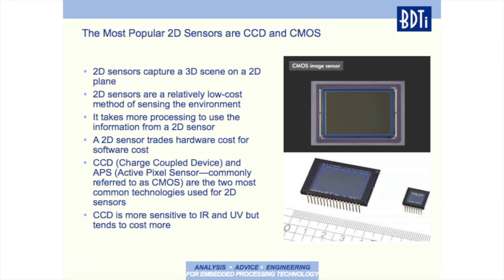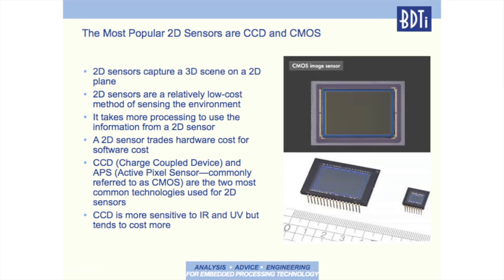So what does a 2D sensor do? A standard 2D sensor captures a 3D scene and converts it into a 2D image. And during that process, information is lost. And that information has to be recalculated or recaptured via an algorithm. 2D sensors are relatively low cost and very common. That's why we use them.